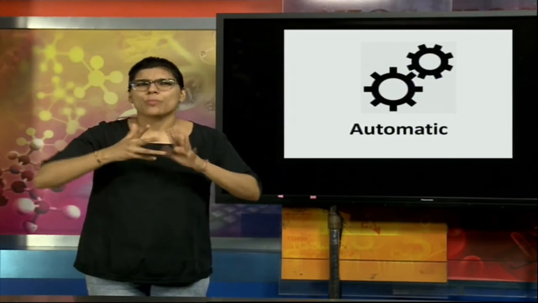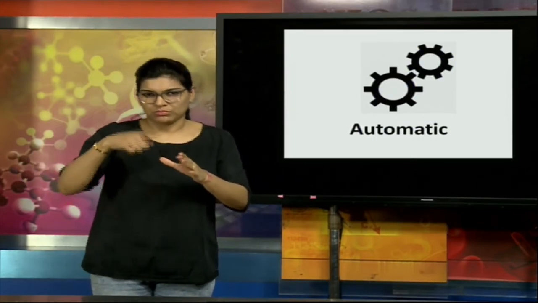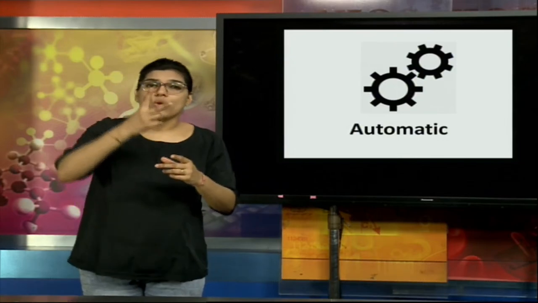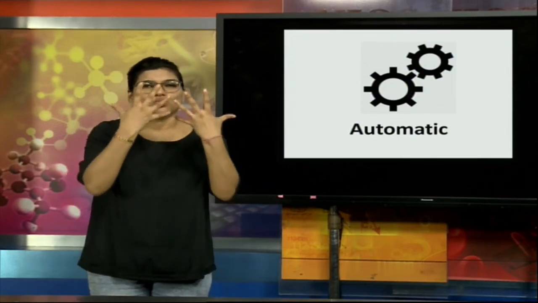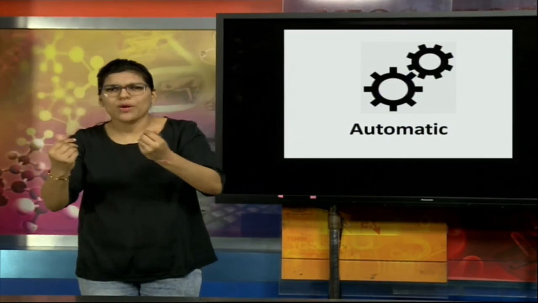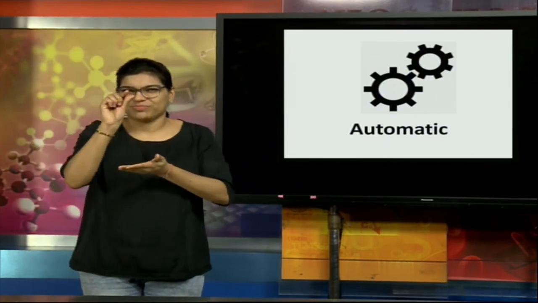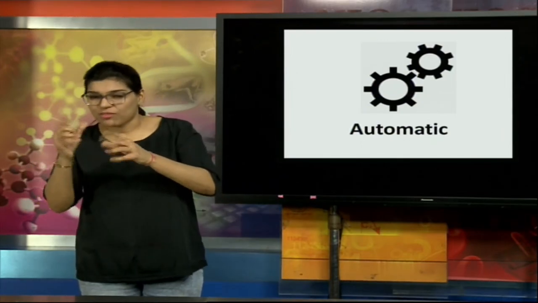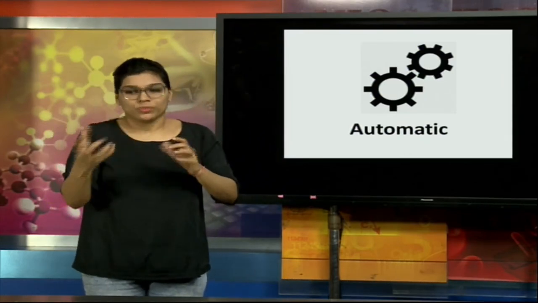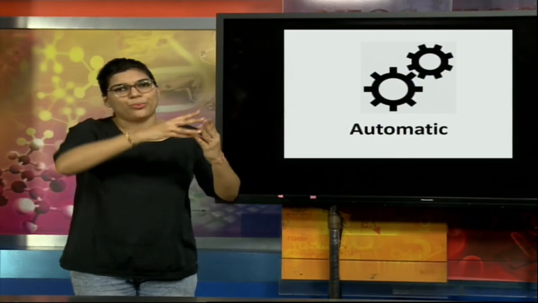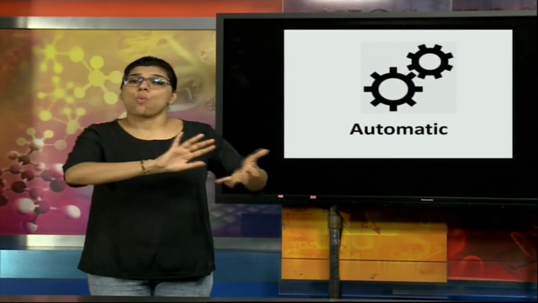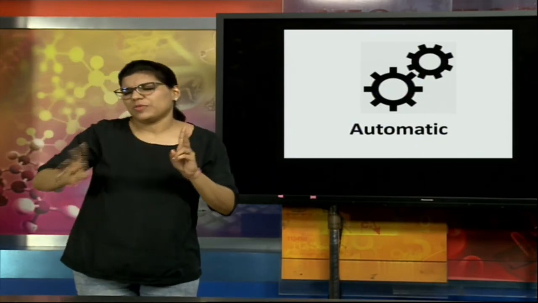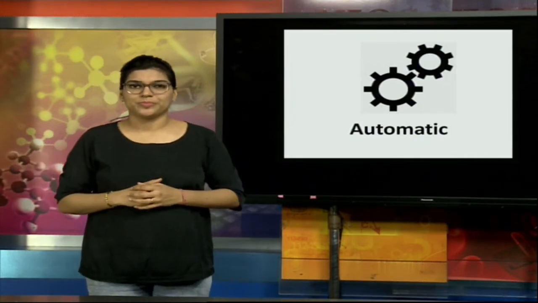Automatic. Like we all have seen a washing machine, we wash our clothes. We just put our clothes and automatically it moves, and after some time we put our clothes for drying. Like earlier, when we used to grind our flour, we used to do that in the chakki. But nowadays there are modern electrical chakkis to grind the flour. We just put the wheat and we get the flour easily. So that is automatic.